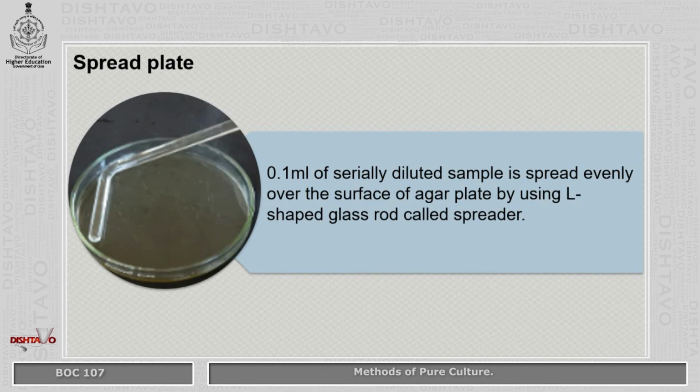microorganisms. Now, whenever we follow these 3 methods, we always get the pure culture, that is, we get the growth of only one type of microorganism or only one species of microorganism on the media. And thus, whenever we want to isolate the pure culture, we follow either of these 3 methods.